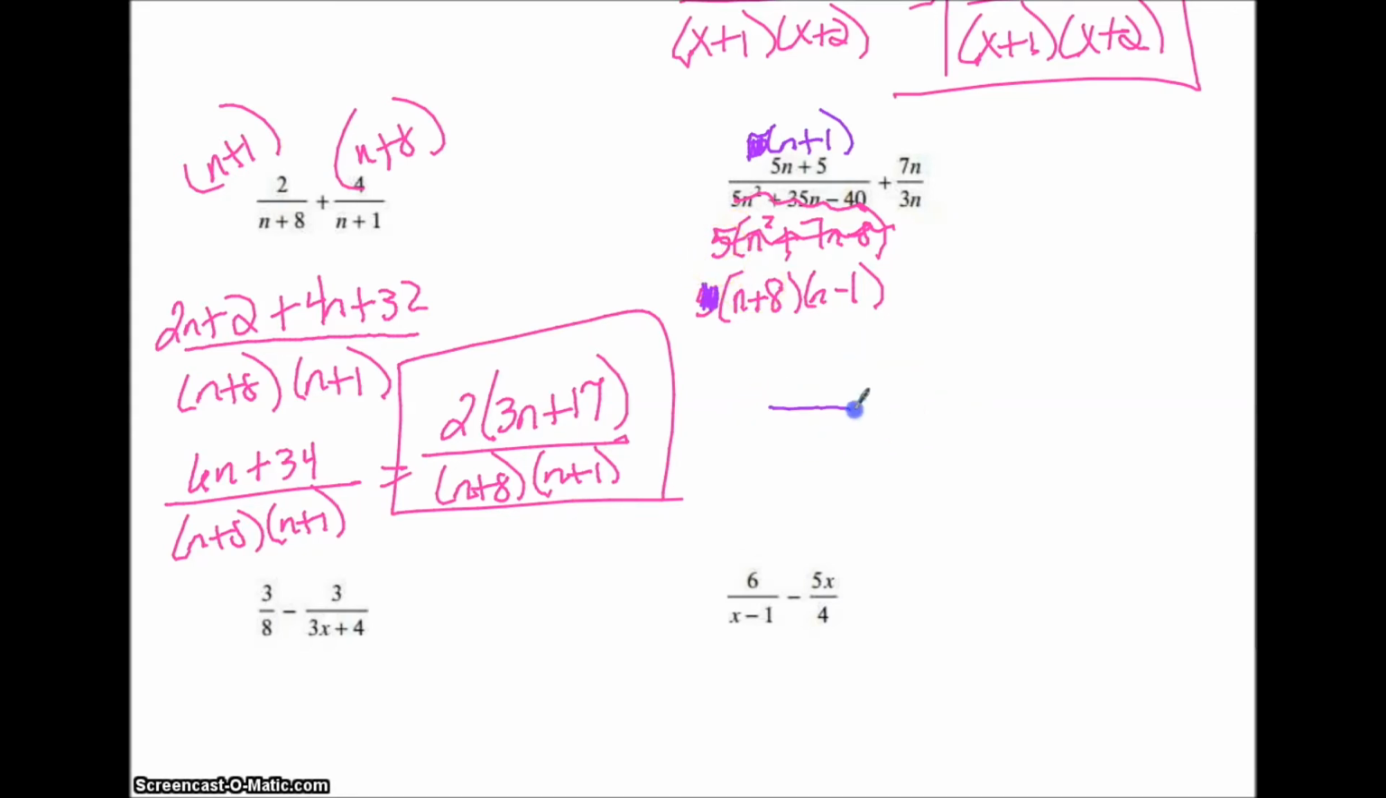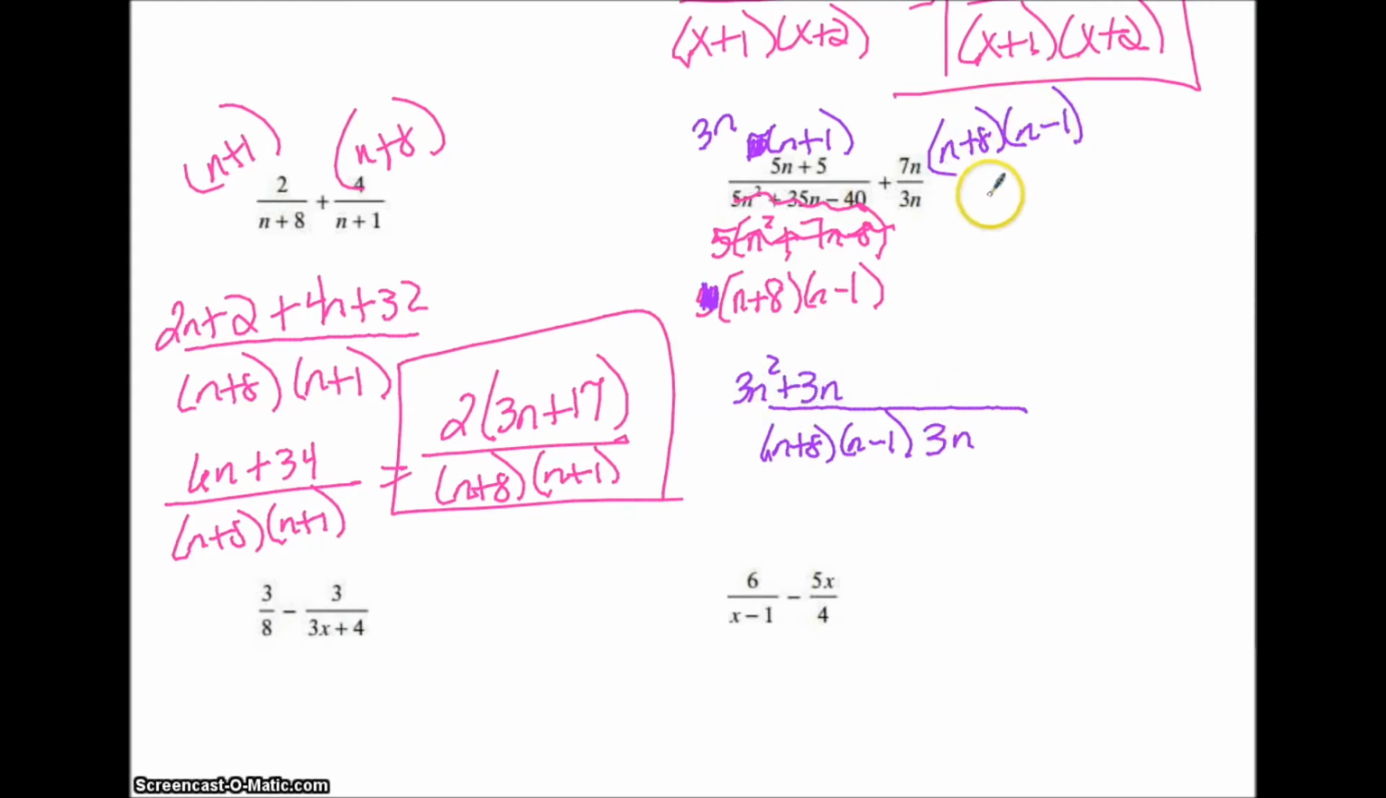So, common denominator. n plus 8, n minus 1, and 3n. So this is missing 3n. This is missing n plus 8 and n minus 1. So multiplying, you're going to get 3n squared plus 3n. Do FOIL here. We're going to have n squared minus n plus 8n minus 8, which is n squared plus 7n minus 8.